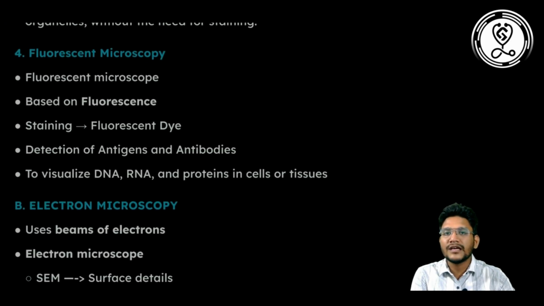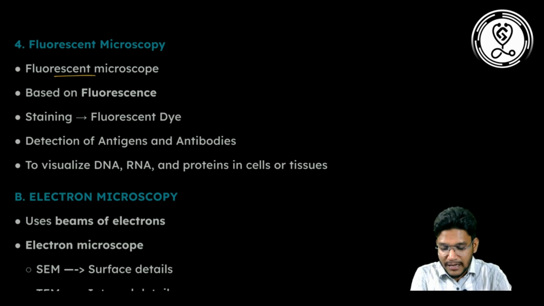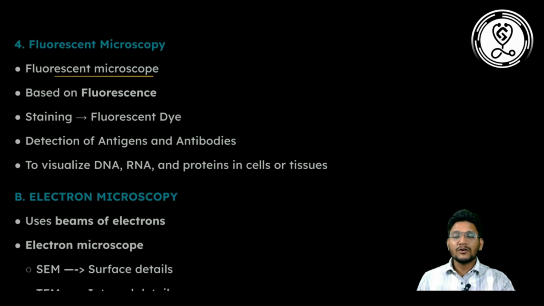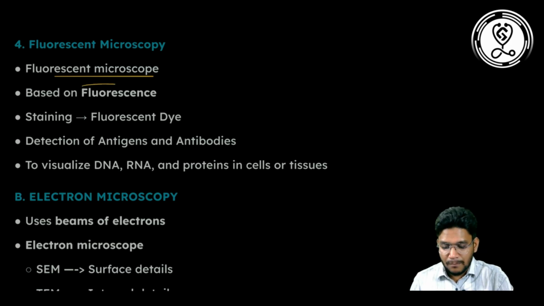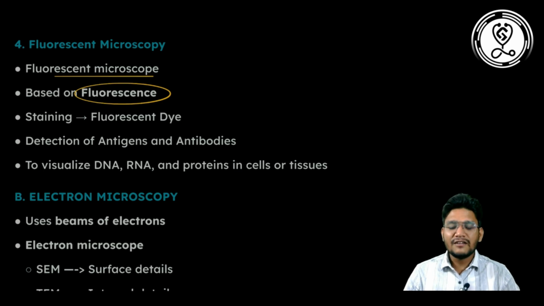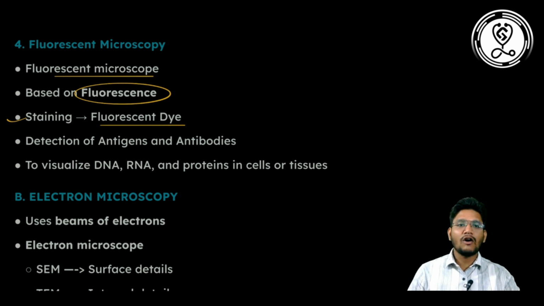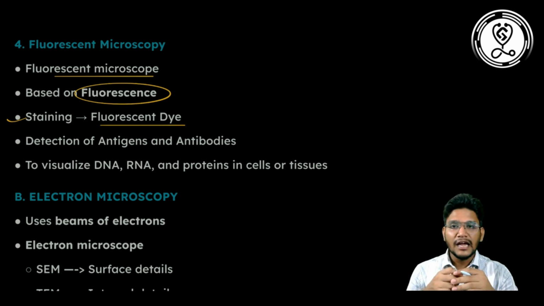The last optical microscopy is fluorescent microscopy, and here we are using fluorescent microscope, which is a special type of compound microscope. And this microscopic technique is based on the property of fluorescence. Fluorescence is the property to emit the light. Okay, so here we are going to stain the objects with fluorescent dye, and once the object is stained with fluorescent dye, it will start emitting light. And this emission of light we can easily observe under fluorescent microscope.